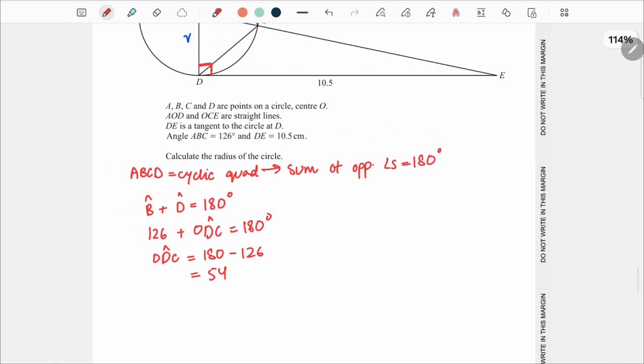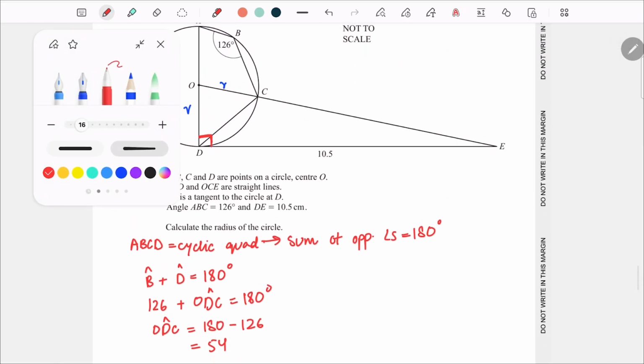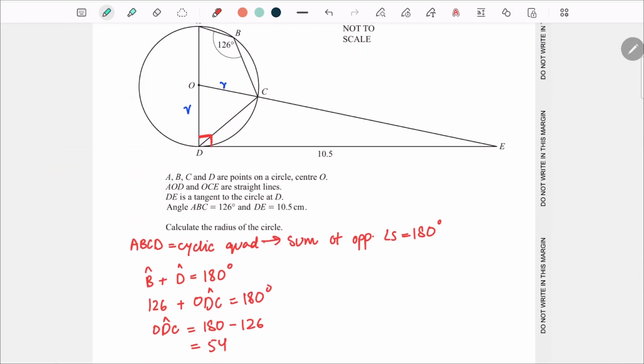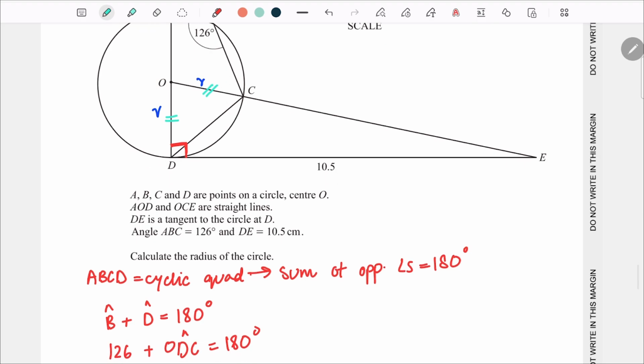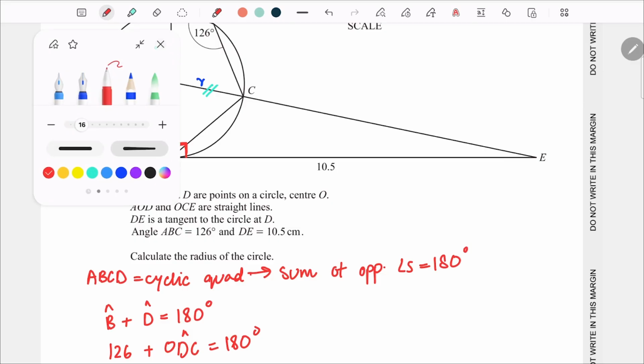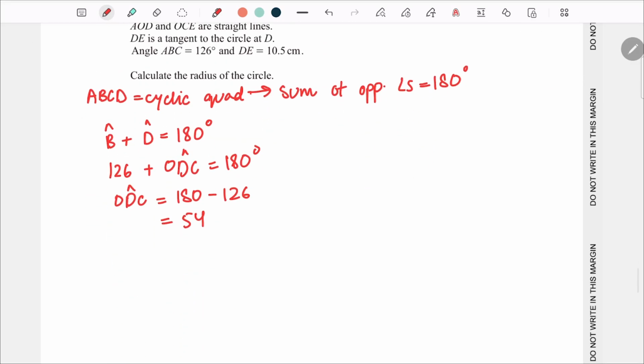Now when I analyze the diagram, I can see that OD is the radius and OC is the radius, which means that both of these lengths are equal. If both of these lengths are equal, that means triangle OCD is an isosceles triangle. So I'm going to write that down. Triangle OCD is isosceles.